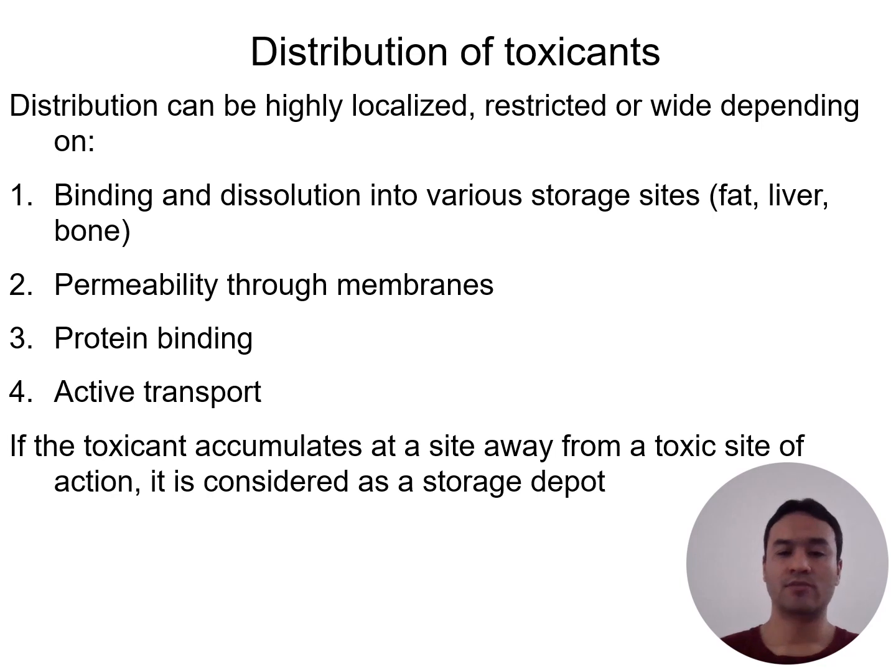Second is the permeability through membranes, whether it is fat or water soluble. The third one is protein binding, whether it can bind very strongly to certain protein. For example, certain toxicants can bind very strongly to the protein in the blood, so they can be traveling through the blood very strongly because they can bind to certain protein in the blood. Fourth, whether they are actively transported into the cell. If the toxicant accumulates at a site away from a toxic site of action, it is considered as a storage depot.